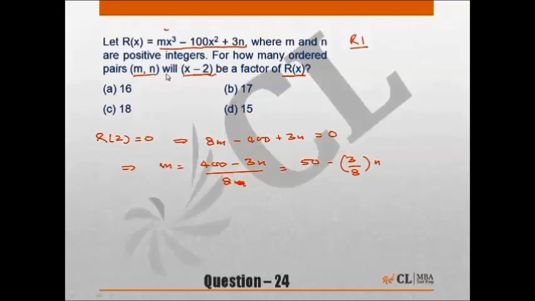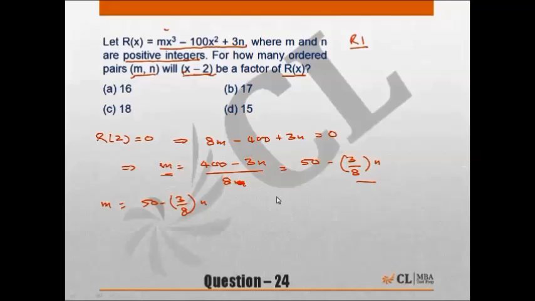Now the question says m and n are positive integers. That means 3 by 8 n should always be less than 50, otherwise m will become negative. So we need how many ordered pairs m and n are possible. Since m and n are positive integers, m is equal to 50 minus 3 by 8 into n.